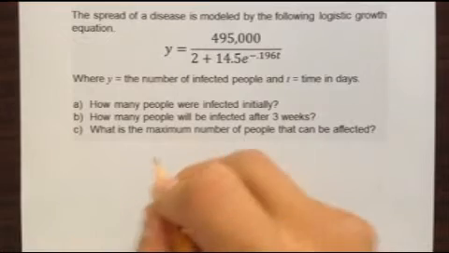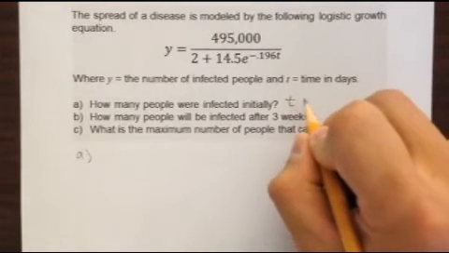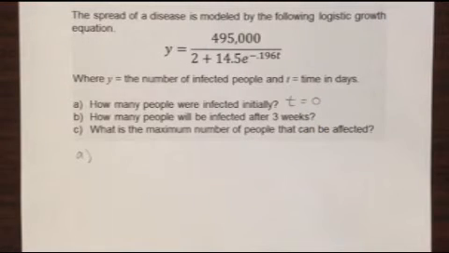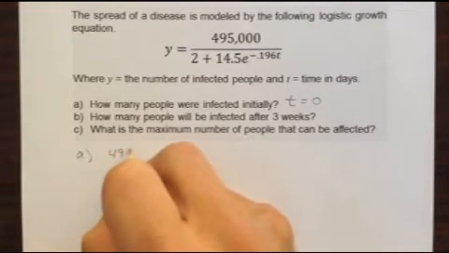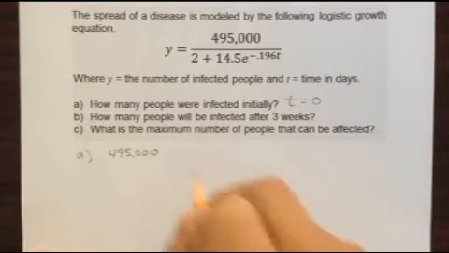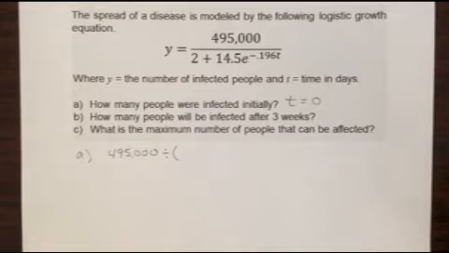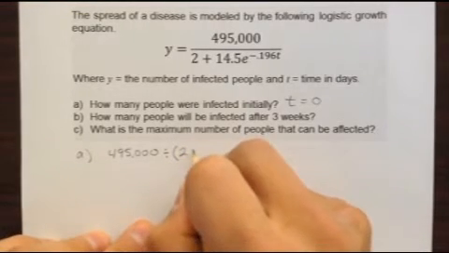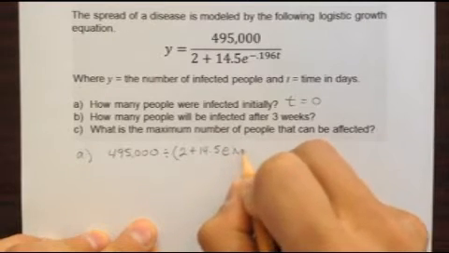So let's look at these one at a time, starting with A. A says how many people are affected initially. We talk about a few different ways to do this. One way to do it would be to say at time T equals 0. We talked about when T equals 0 being the initial time, and then that gives your initial amount. So we take the calculator and put in 495,000, divided by, and watch carefully how I put these parentheses and how I use them, because it won't work out right if you don't do it right in your calculator. 2 plus 14.5. Then you hit the e to the x button, and it looks like this.